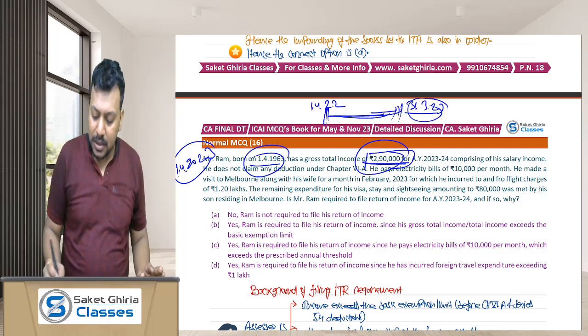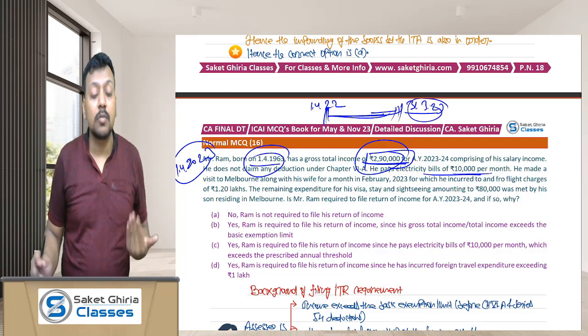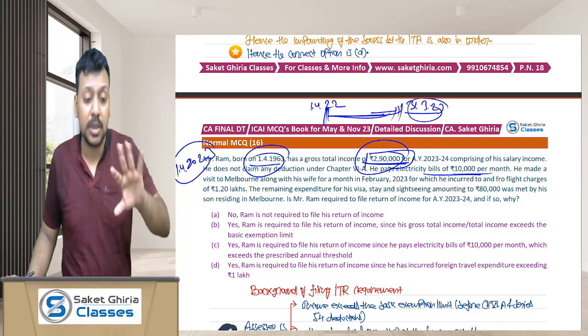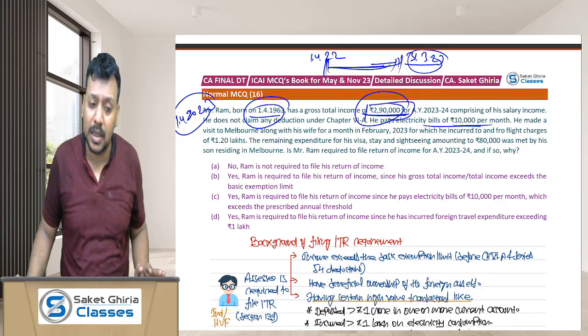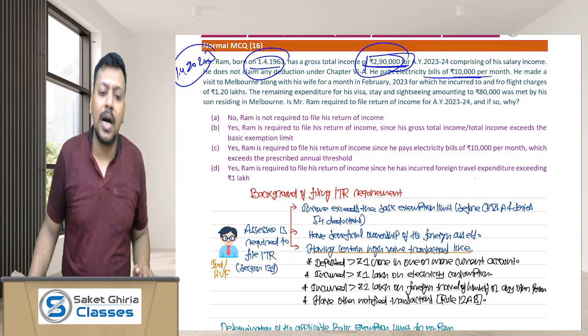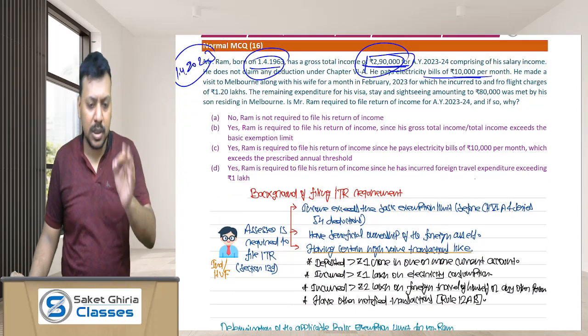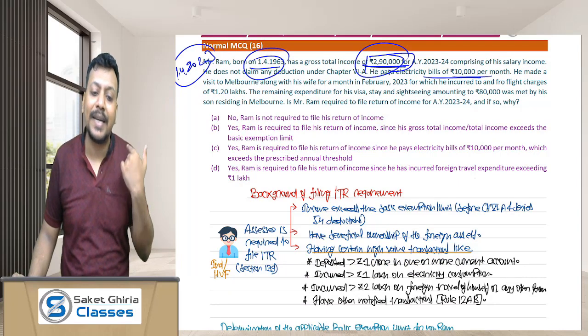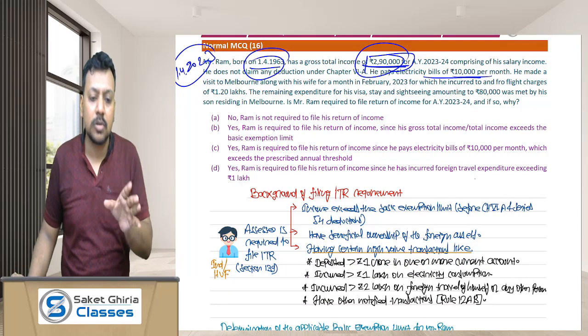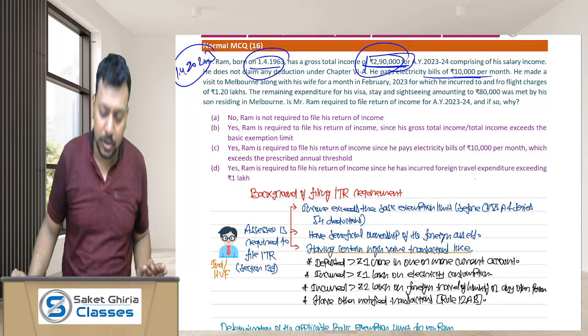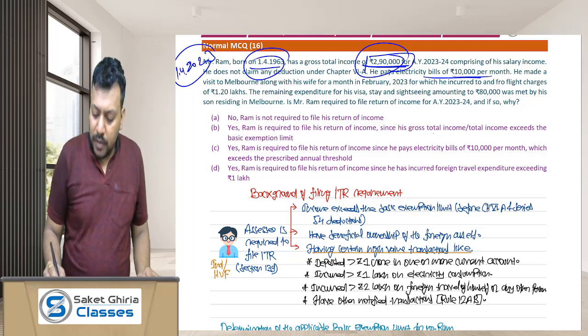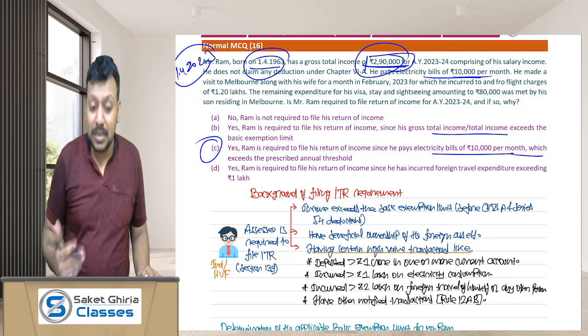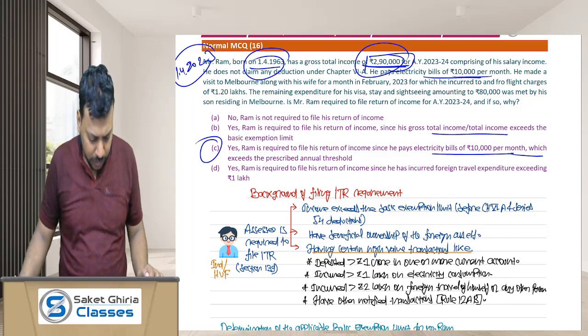Okay, but sir, he is paying an electricity bill exceeding rupees 10,000 per month, which translates to 1,20,000 per year, which is more than the threshold of rupees 1 lakh. So Mr. Ram is required to file ITR, but because of the electricity bill condition, not because of the basic income condition. So Mr. Ram is required to file ITR because he pays the electricity bill. So the correct option is C in this case. So moving forward.